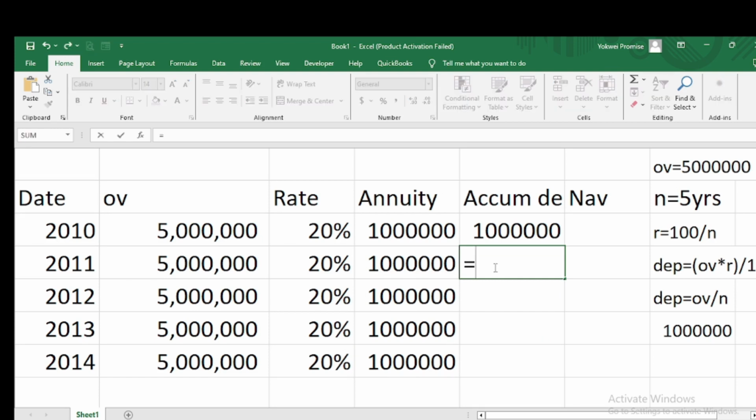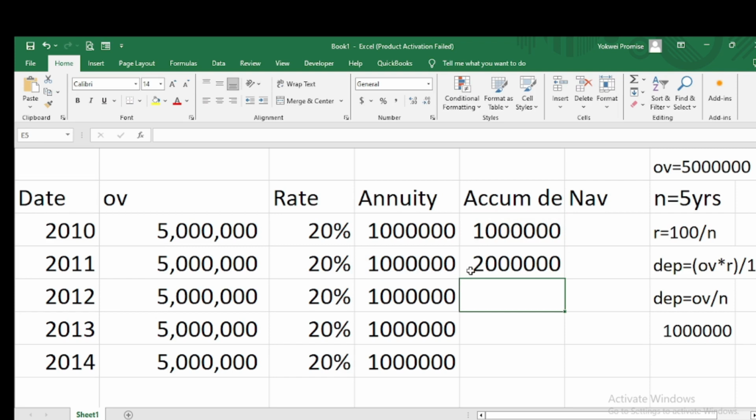So I have equal to this plus what is addition, plus this. So the accumulated depreciation for year 2 is this. So here will be this plus this. When you sum that, you have this. Here we have this plus this. Sorry, I'm going too fast.